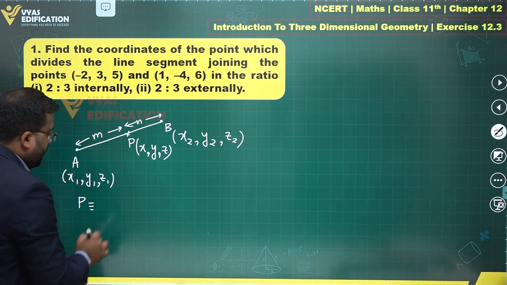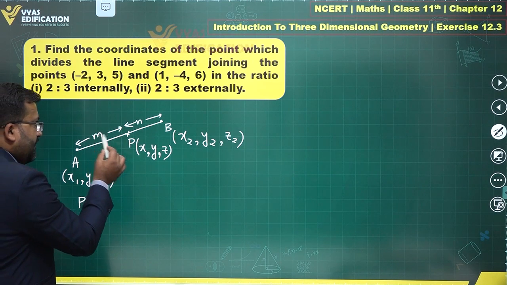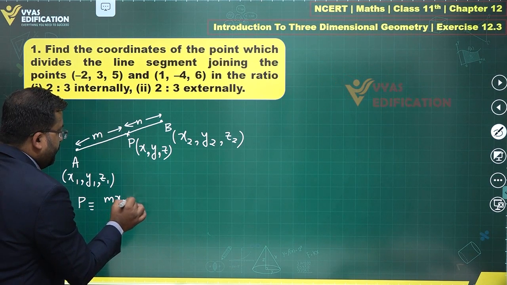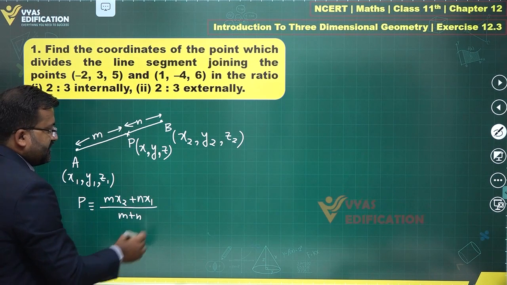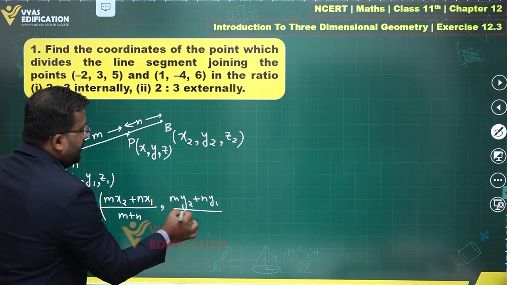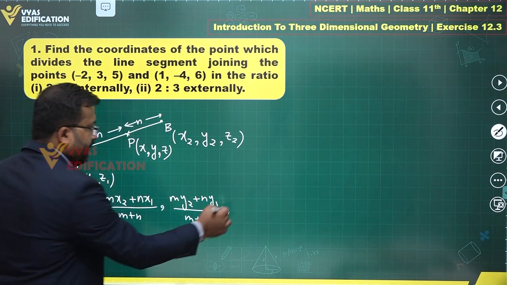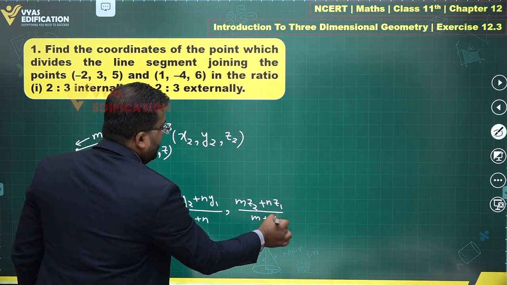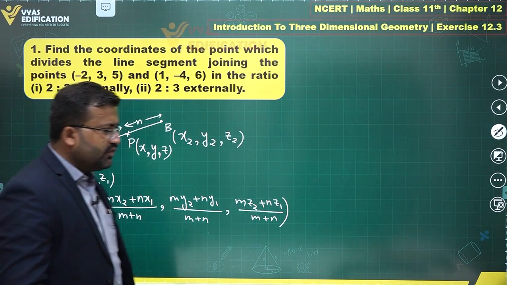So point P, the coordinates x, y, z will be equal to mx2 plus nx1, just cross it, right? So mx2 plus nx1 upon m plus n. This is the value of x actually. Then you have my2 plus ny1 upon m plus n, and then you have similarly mz2 plus nz1 upon m plus n. These are the coordinates of this point P, as you can see over here. Is that okay? Yes, that looks pretty much okay.